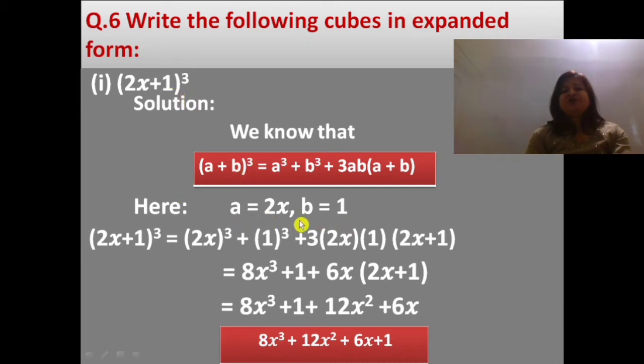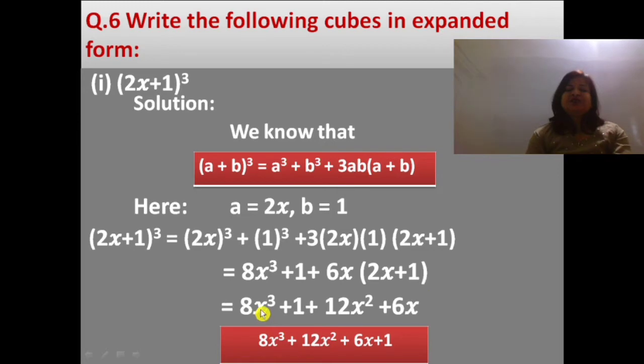Now we will put the values of a and b in this whole formula. So here (2x + 1) whole cube is equal to a cube. In place of a cube, (2x) whole cube will come, plus 1 whole cube, that means b cube, plus 3 into ab, that means 3 into 2x into 1 into (2x + 1), a plus b. Here 8x cube will come because this is the cube of 2x, plus 1, this is the cube of 1, plus 6x. Now we will multiply 3 into 2x into 1, then 6x will come. (2x + 1) will remain the same.